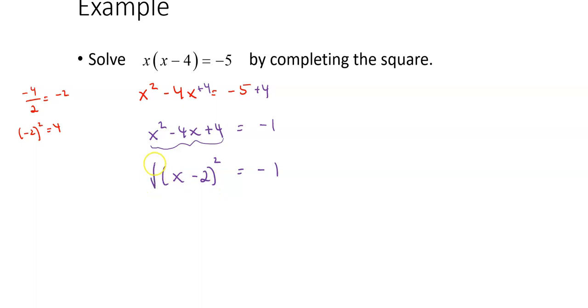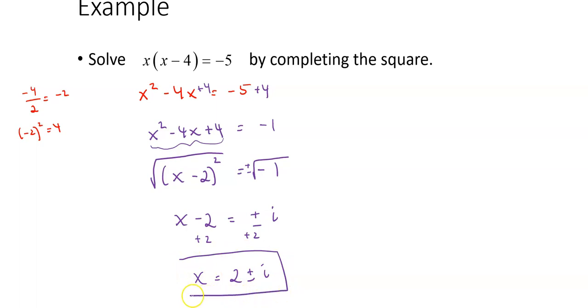Well, still we take the square root of both sides. We put our little plus or minus here. And so I get x minus 2 equals, on the other side, the square root of negative 1 is just i. And now add a 2 to both sides and we're done. X equals 2 plus or minus i. And so completing the square works even if the answers are not real.